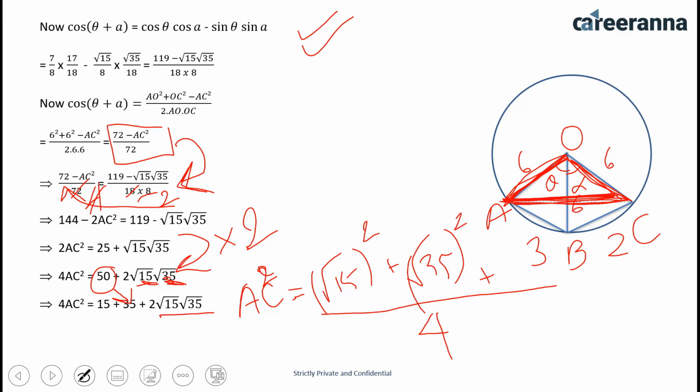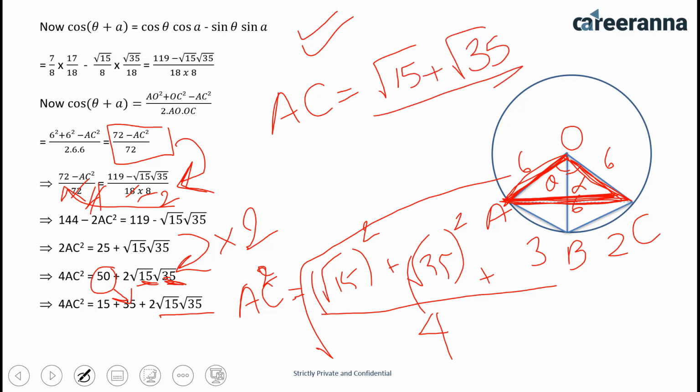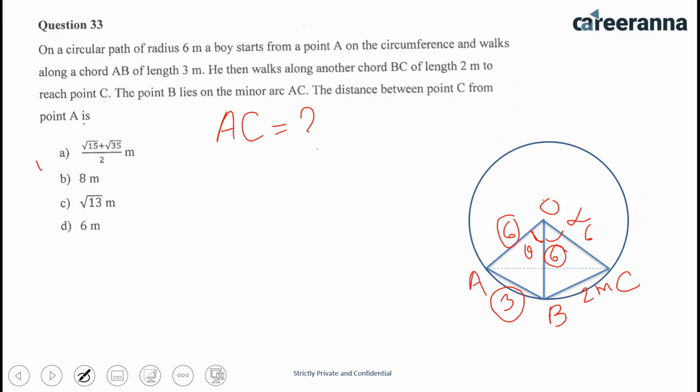Now if I want the value of AC, I'll take the square root of it. So this will be (root 15 plus root 35) divided by 2. This is going to be our answer, which is option A. Hence our answer to this question is option A. Let's move on to our next question, question number 34.